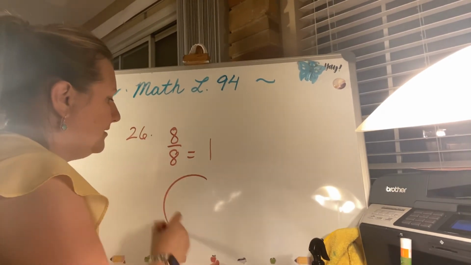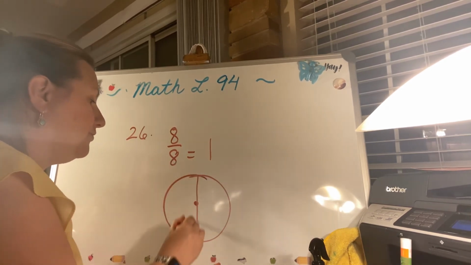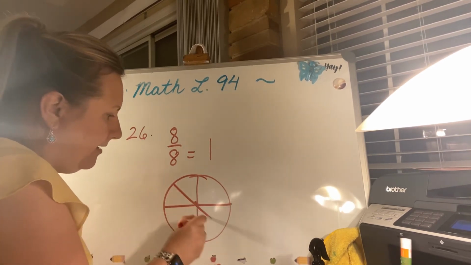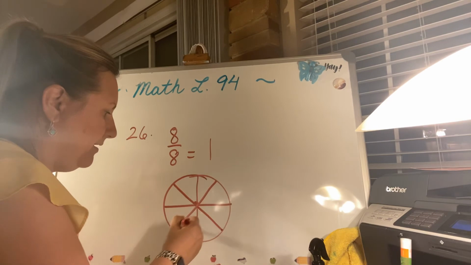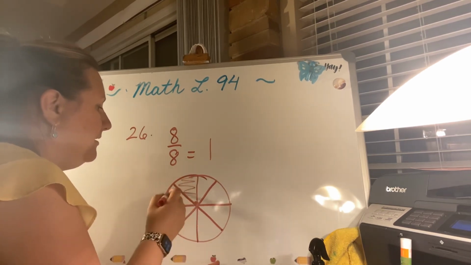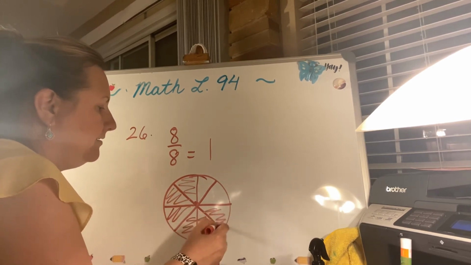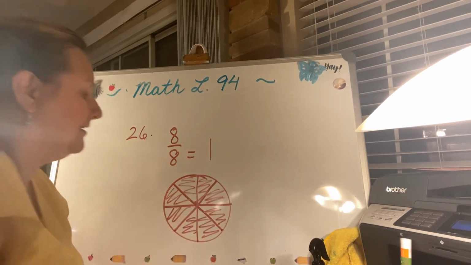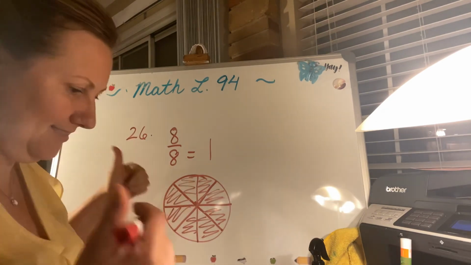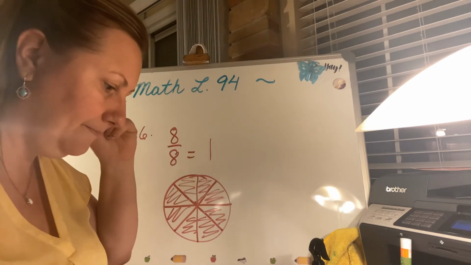All right, let's see, what kind of circle could I draw here? Okay, well, I'm trying to divide this circle into 8. So I'm going to divide it into 4 and then carefully divide it again to make every piece of what looks like a pie the same size. So 1, 2, 3, 4, 5, 6, 7, 8. Does 8 out of 8 give me like one whole pie? Yes, it does. So we have proved that 8/8 equals 1.